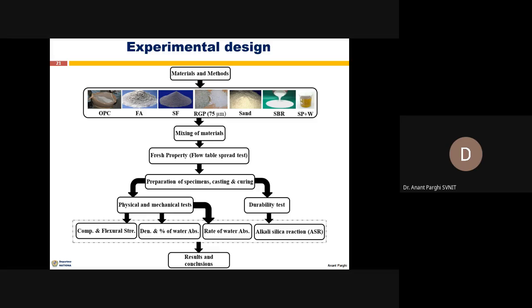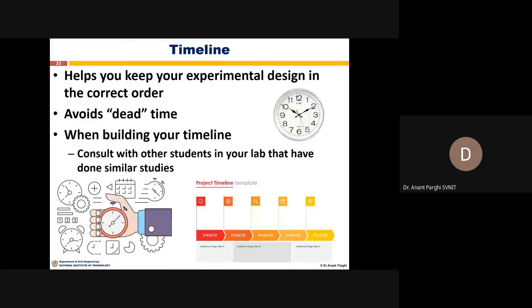Proposal writing is very important, like how to write the proposal and how to present it. We have also discussed the timeline, which will help you put the experimental design in the correct order and avoid dead time. When building your timeline, consult with other students in your lab or classmates who have done a similar study. Contact some other students and professors also. They might have done similar work, which will help you arrange your experiments, whether physical or numerical, in the correct order.